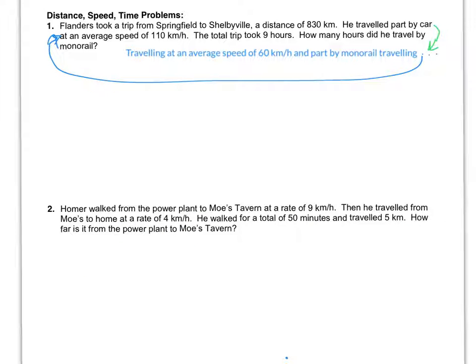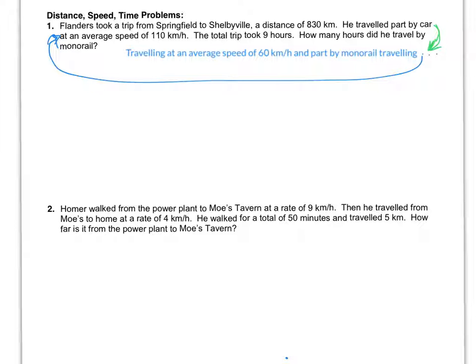Okay, we're going to look at our distance, speed, time problems here. The first question actually has a typo in it. I must have missed my place when I was transcribing my written notes over to my typing notes. It says Flanders took a trip from Springfield to Shelbyville, a distance of 830 kilometers. He traveled part by car, traveling at an average speed of 60 kilometers per hour, and part by monorail, traveling at an average speed of 110 kilometers per hour. The total trip took 9 hours. How many hours did he travel by monorail?